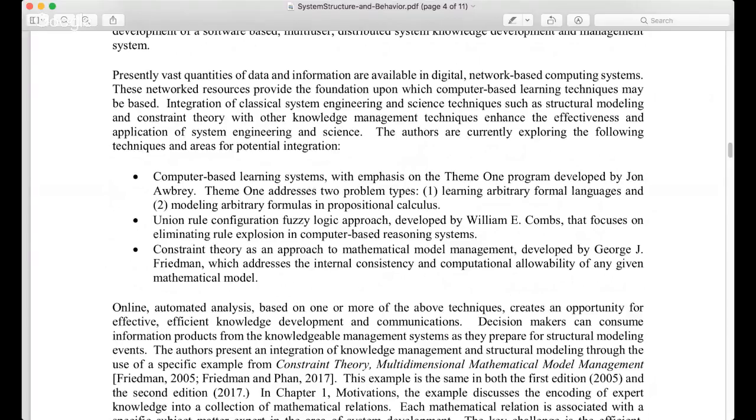Then the union rule configuration fuzzy logic approach developed by William E. Combs that focuses on the union rule for eliminating rule explosion in computer-based reasoning systems.